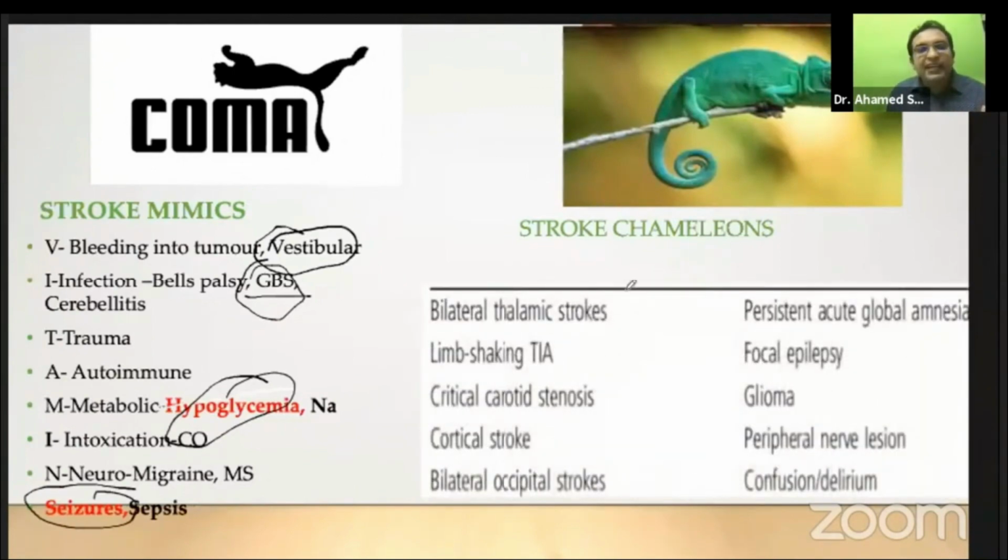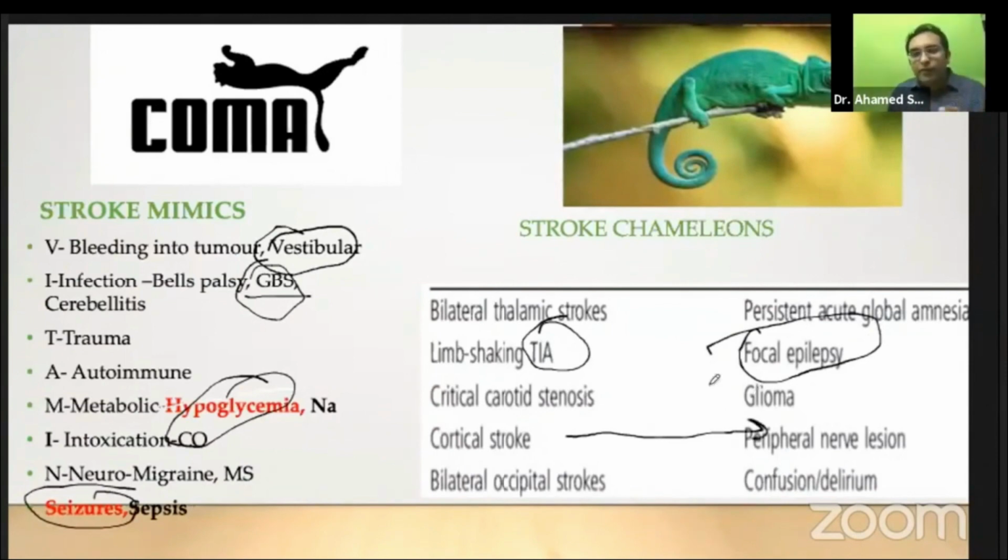For example, in case of bilateral thalamic stroke, as we have already discussed, artery of Percheron infarct can produce global amnesia. And sometimes limb-shaking TIA, that is, tonic-clonic movements due to a transient ischemic attack, can be mistaken for focal epilepsy. And also to know that in cortical stroke, for example, an alcoholic coming with difficulty in lifting his wrist, you may think that it is a Saturday night palsy and radial nerve involvement, but it could even be a cortical stroke in the hand knob area. That is a small area within the cortex which, when affected, results in distal arm weakness.